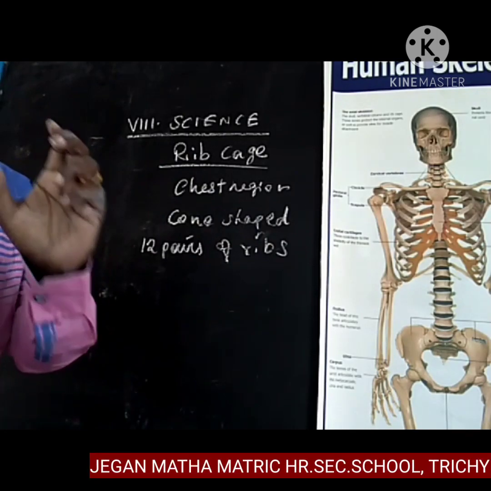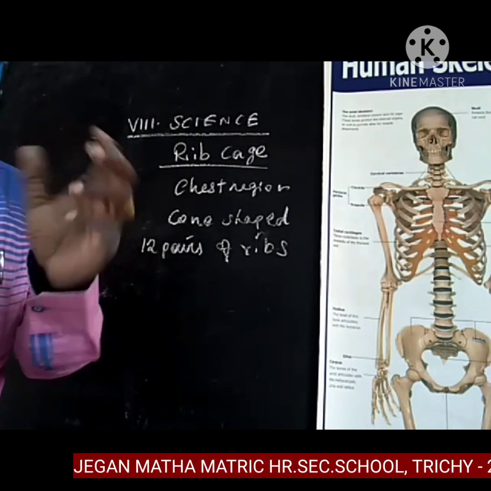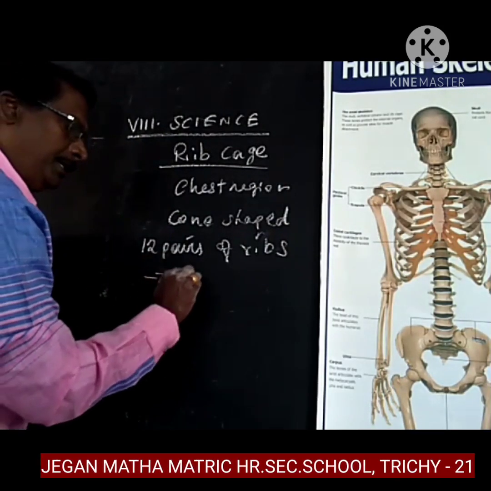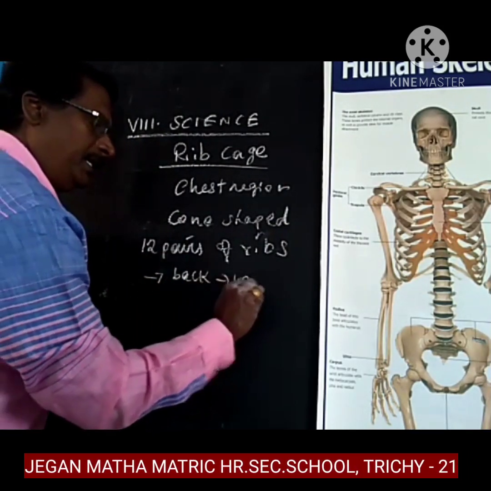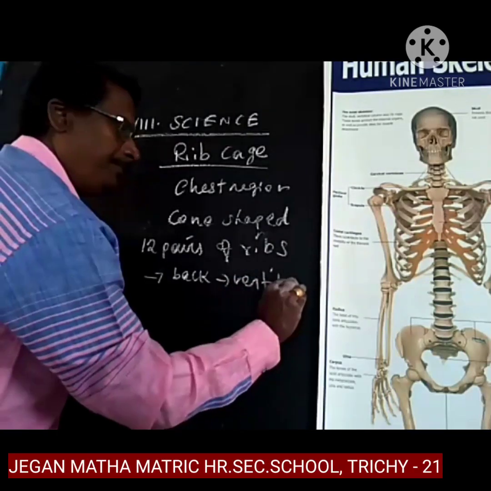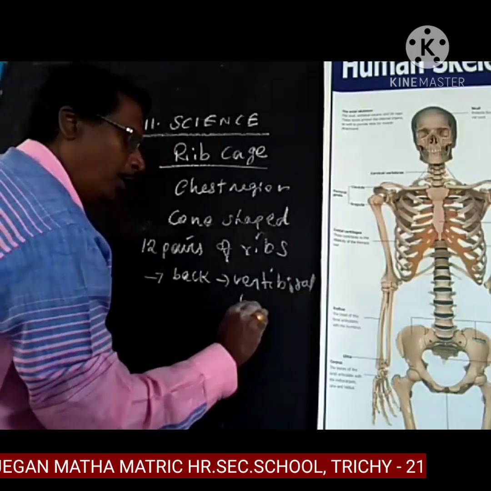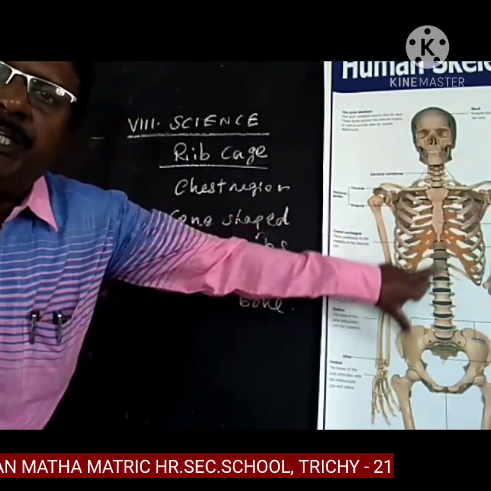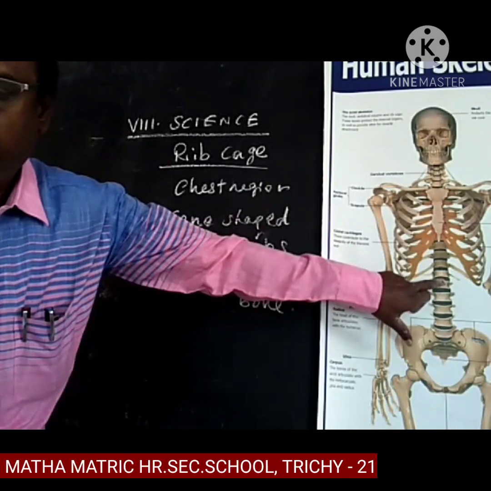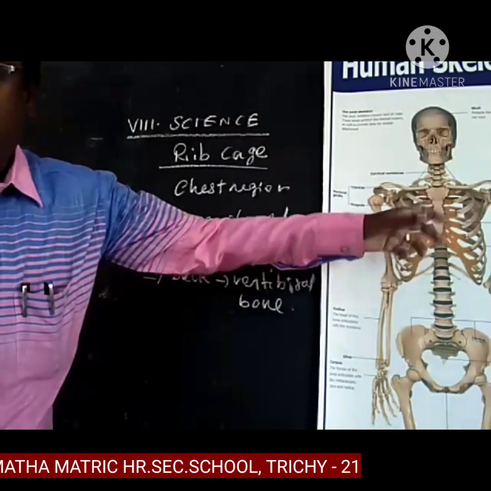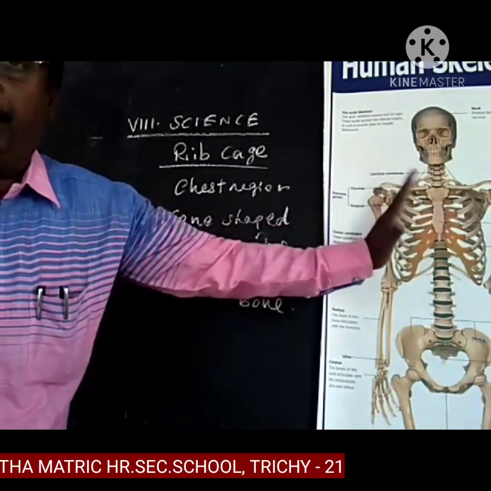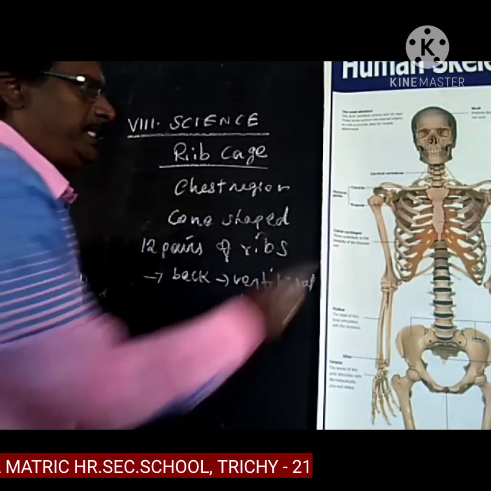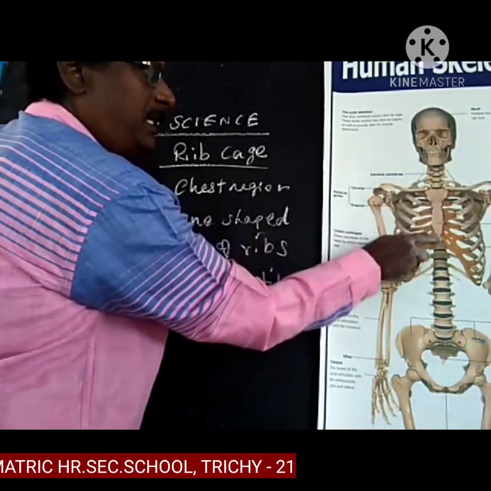The ribs are attached to the vertebral bones at the backside and curve around to form a cage. At the center, at the front, they have a sternum.